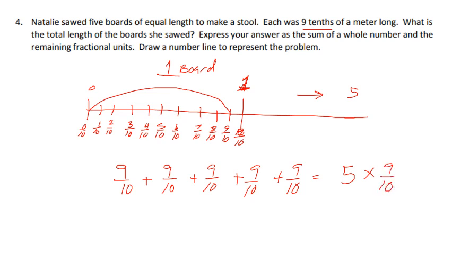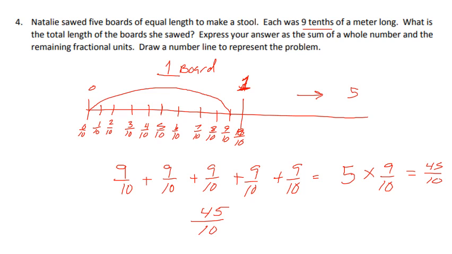Now they want to know what the total length of the boards was. Well, you see if I skip counted, I got 9, 18, 27, 36, 45. So this would equal 45/10. And you can see up here also, 5 times 9/10 would be 45/10.